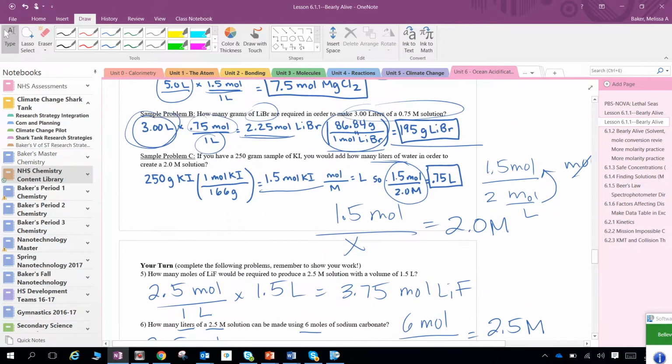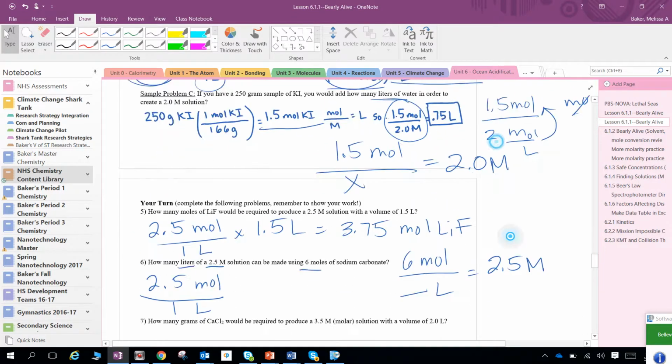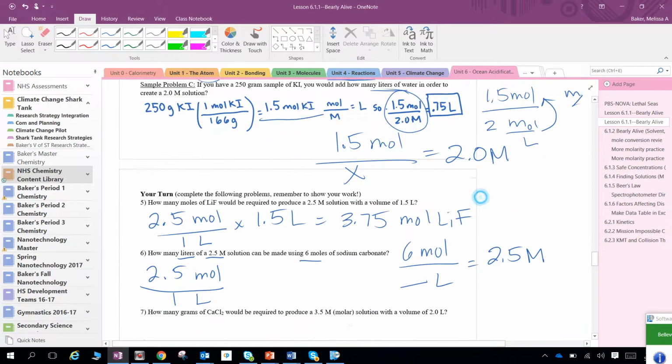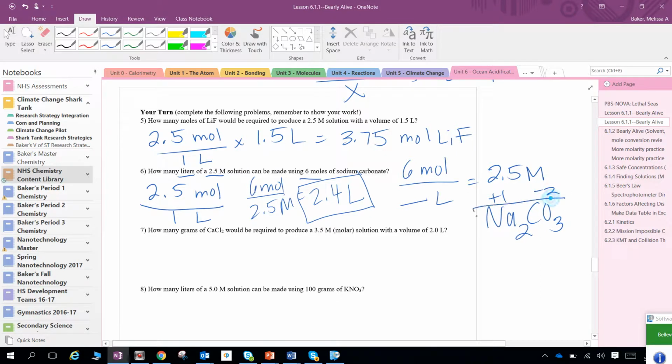Well, if you look back at the molarity triangle, you can do this too. If you want to solve for liters like this problem is asking, then you have to do moles divided by molarity. So if we do the 6 moles divided by the 2.5 molar solution, we find out that we are going to need 2.4 liters of the sodium carbonate. And just as an aside, sodium has a +1 charge, carbonate a -2, one of the polyatomic ions, so that's Na2CO3. Little blast from the past.